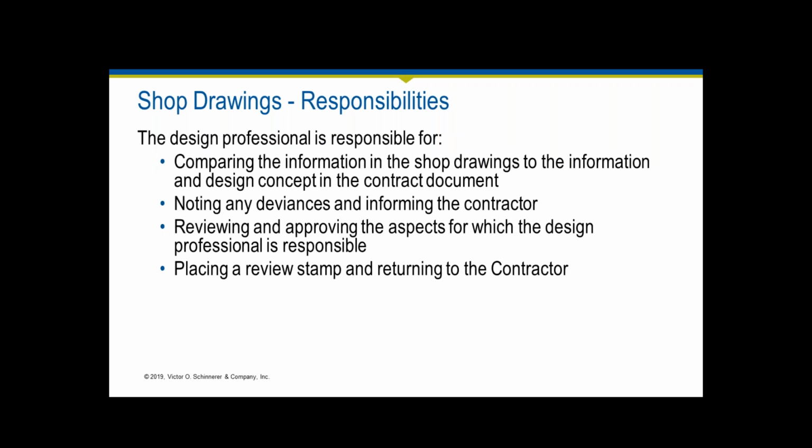If it works, if it makes sense and the contractor has done their job, then you compare that and make sure that it works with the concept as expressed. If there are any deviances, you note that and inform the contractor. You're only reviewing and approving the aspects for which the design professional is responsible. And then once it meets your criteria, you place a review stamp, and we'll talk about what these review stamps say, and return it to the contractor based on your determination.